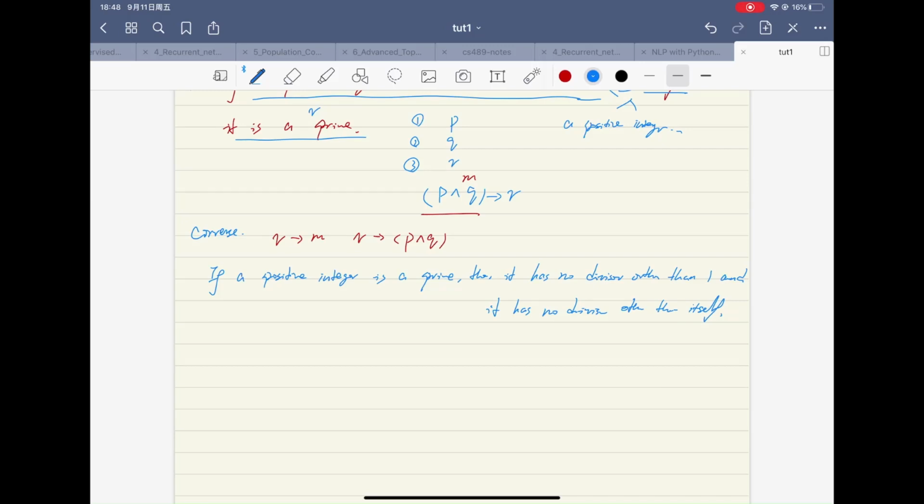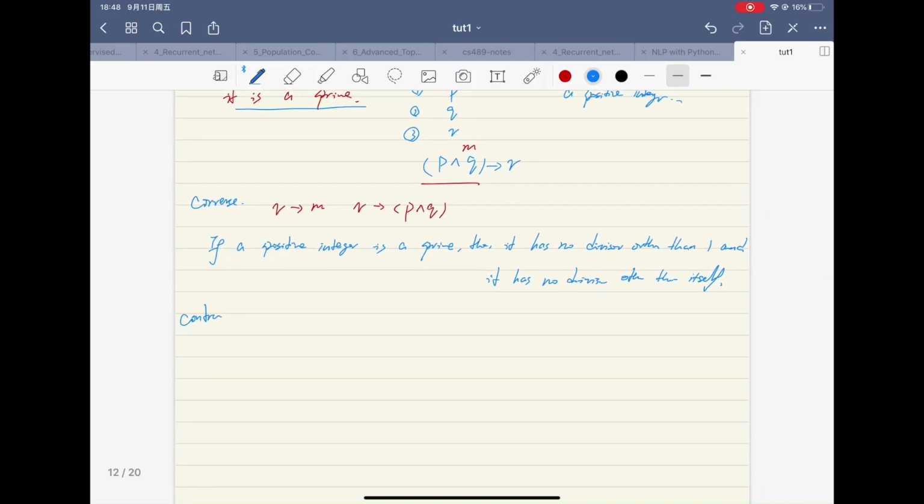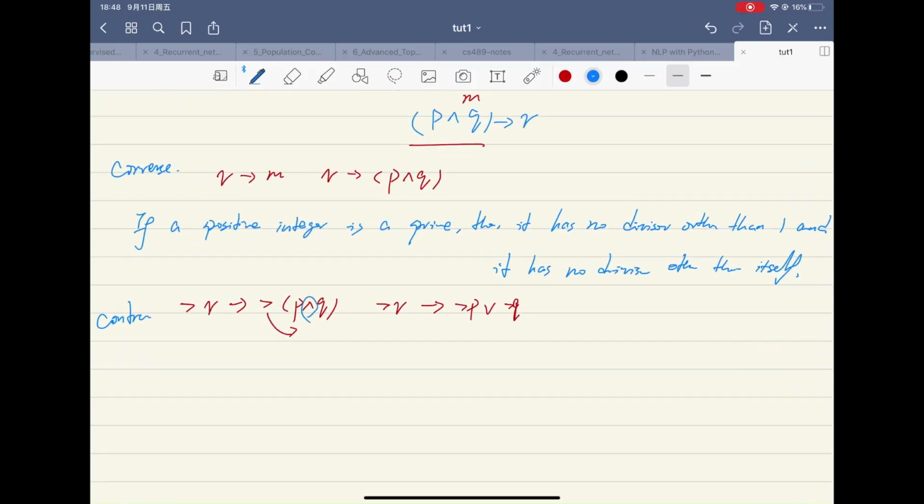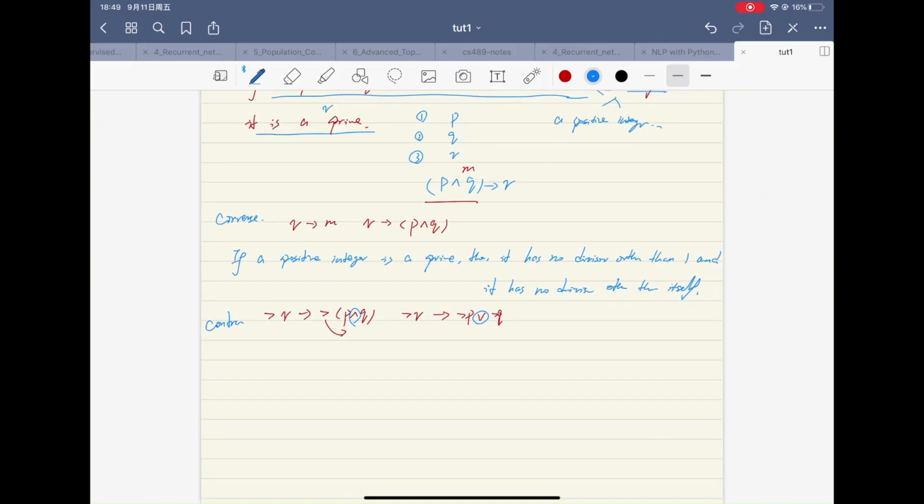And then we want to write the contrapositive. Contrapositive is not R implies not (P and Q). And we want to put the negation inside, so we have not R implies not P or not Q. Here the conjunction becomes the disjunction because we put negation, so we need to change it to the opposite.